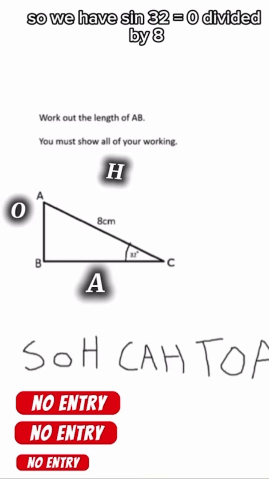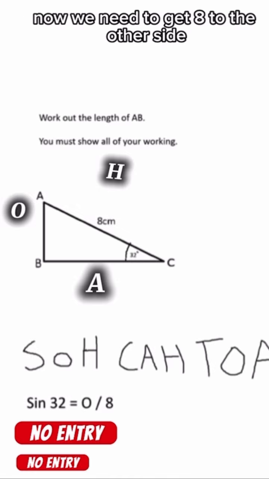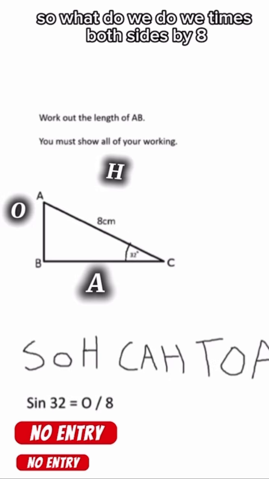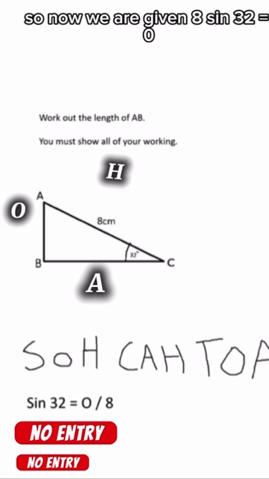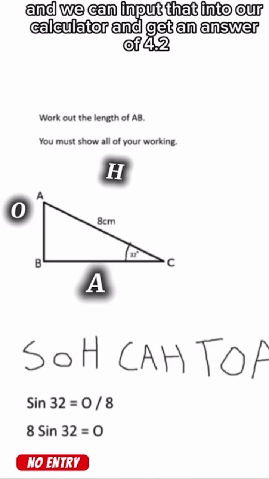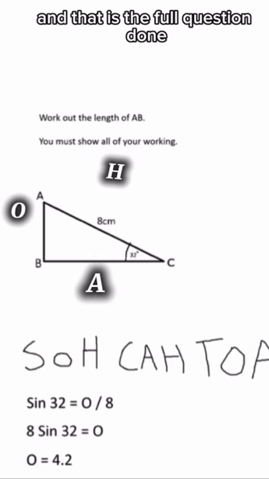So now let's fit all of these into our formula. So we have sin 32 equals O divided by 8. Now we need to get 8 to the other side. So what do we do? We times both sides by 8. So now we have 8 sin 32 equals O. And we can input that into our calculator and get an answer of 4.2. And that is the full question done.